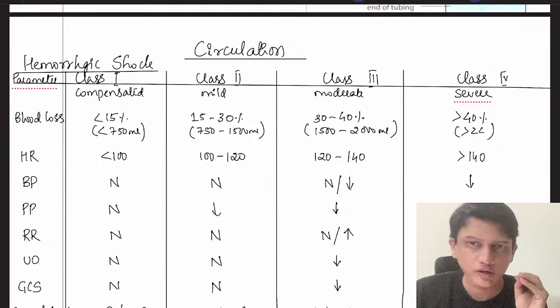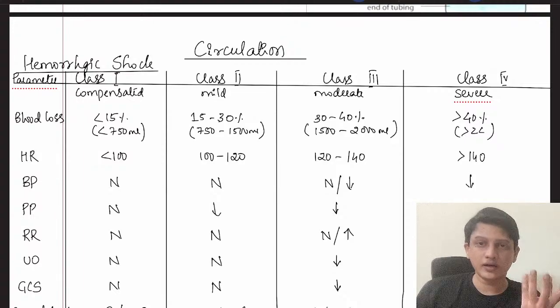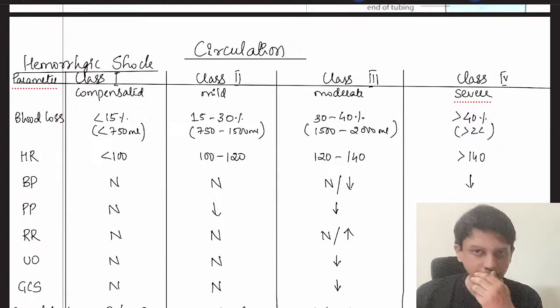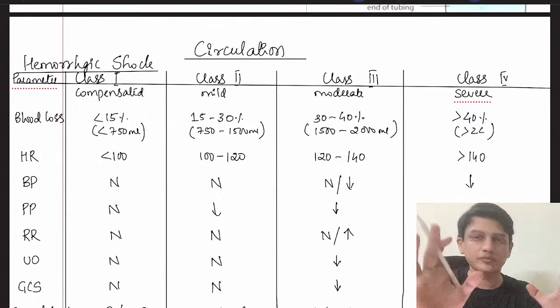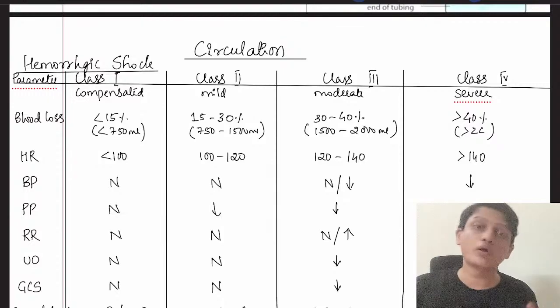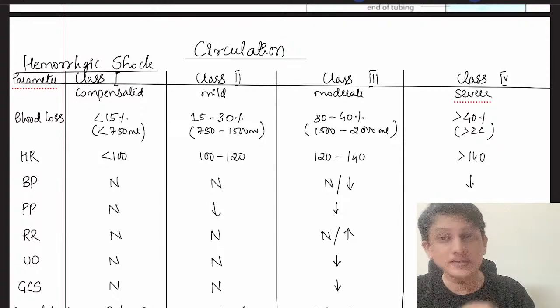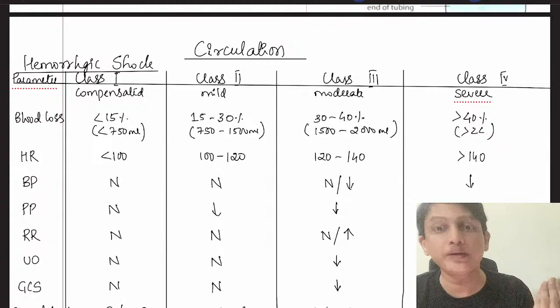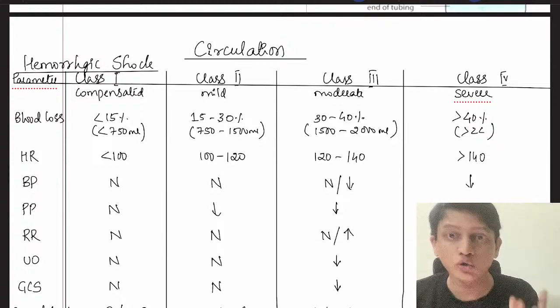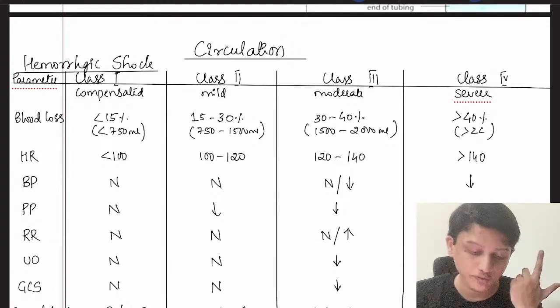What's the initial sign of any shock? Tachycardia. Say one person was pushing a wall earlier, now one of his limbs is lost, so now 2 people are doing the same work to push it. So the heart compensates for blood loss by increasing the heart rate. Whatever blood it was pushing in 1 beat, now it takes 2 beats in the same time. So heart rate is increased. Tachycardia is the earliest sign of shock.